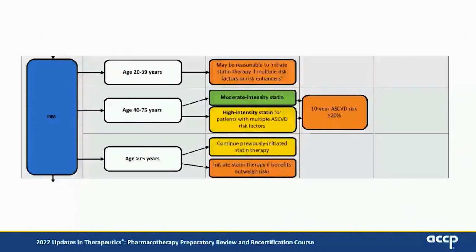Diabetic patients, they only recommend ezetimibe. So there's no role for PCSK9 inhibitors if their benefit group is diabetes. And they specifically recommend it in patients between age 40 and 75 years of age who have a 10-year ASCVD risk of at least 20%.